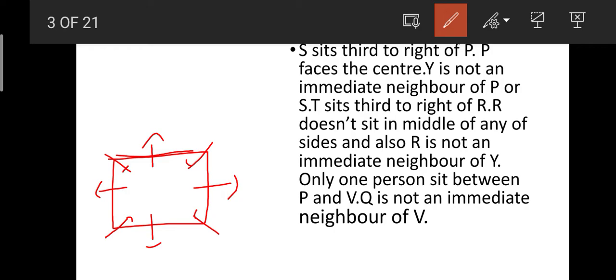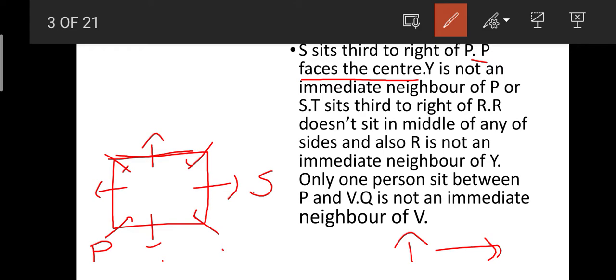First, see, S sits third to the right of P and P faces the center. P is facing the center, which means he should be sitting at one of the corners. So we will take this corner, and S sits third to the right of P. If the person is facing this side, this will be his right side, isn't it? Then what will be the position of S? 1, 2, 3. This is the position of S. S sits third to the right of P.